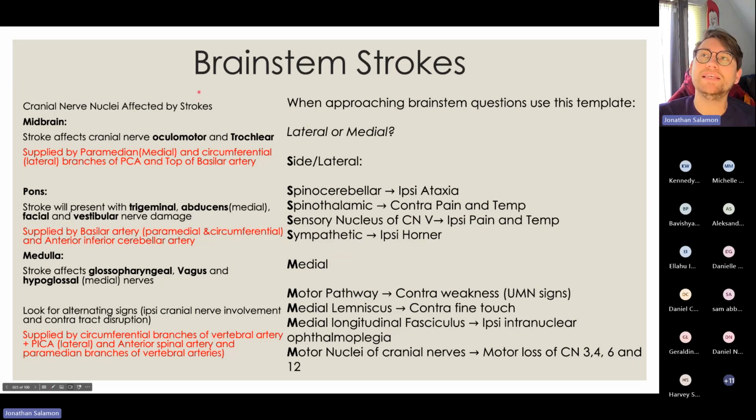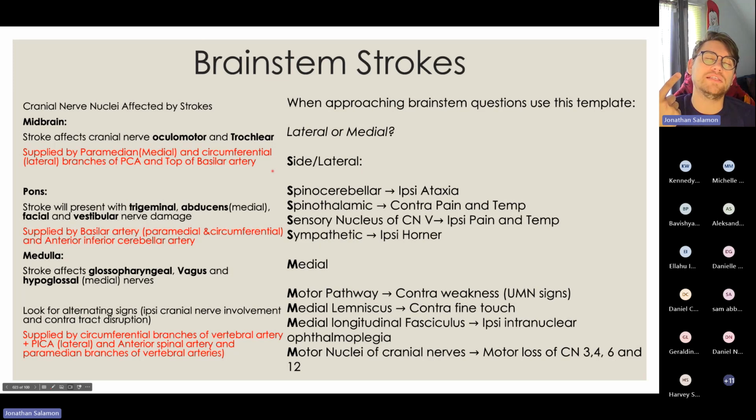Brainstem strokes. I beat this to absolute death with y'all with the rules of 4. This is obviously very high yield. You're 100% going to have questions on this. If I had to bet, you'll have a question asking you to localize where in the brainstem the stroke is. You're going to have probably 2 of those. Maybe the other one's a tumor or something, or they'll just say a general lesion.